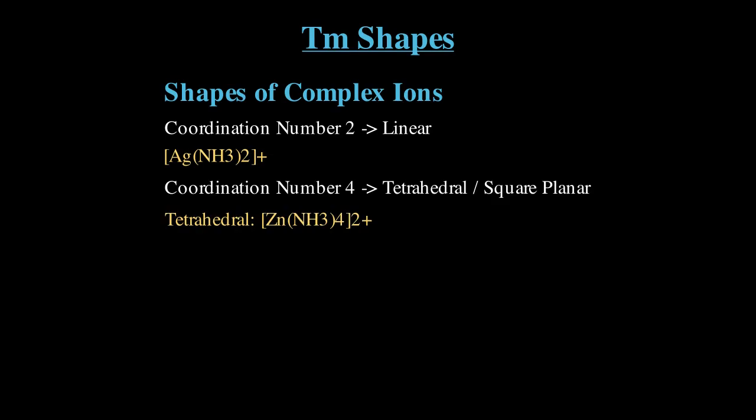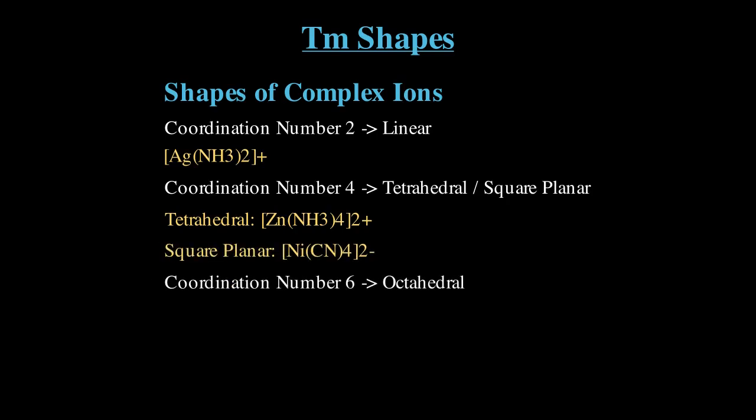The most common coordination number is 6, which results in an octahedral shape. Imagine ligands at the 6 points of an octahedron. Classic examples are [Fe(CN)6]3- and [Co(NH3)6]3+. The specific shape, especially for coordination number 4, is influenced by the ligand field strength and the number of d electrons. To explain properties like color and magnetism, we use crystal field theory, or CFT.